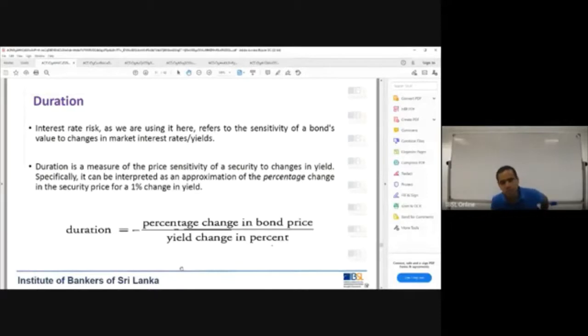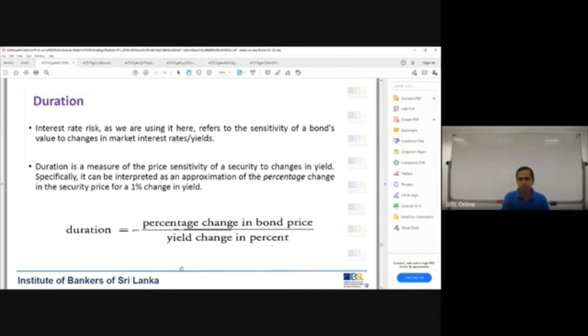Duration is a measure of interest rate risk. Right? Very important point. You need to know that duration is a measure of interest rate risk, as we are using it here. It refers to the sensitivity of a bond's value to changes in interest rates. So remember, duration is a measure of interest rate sensitivity or interest rate risk.